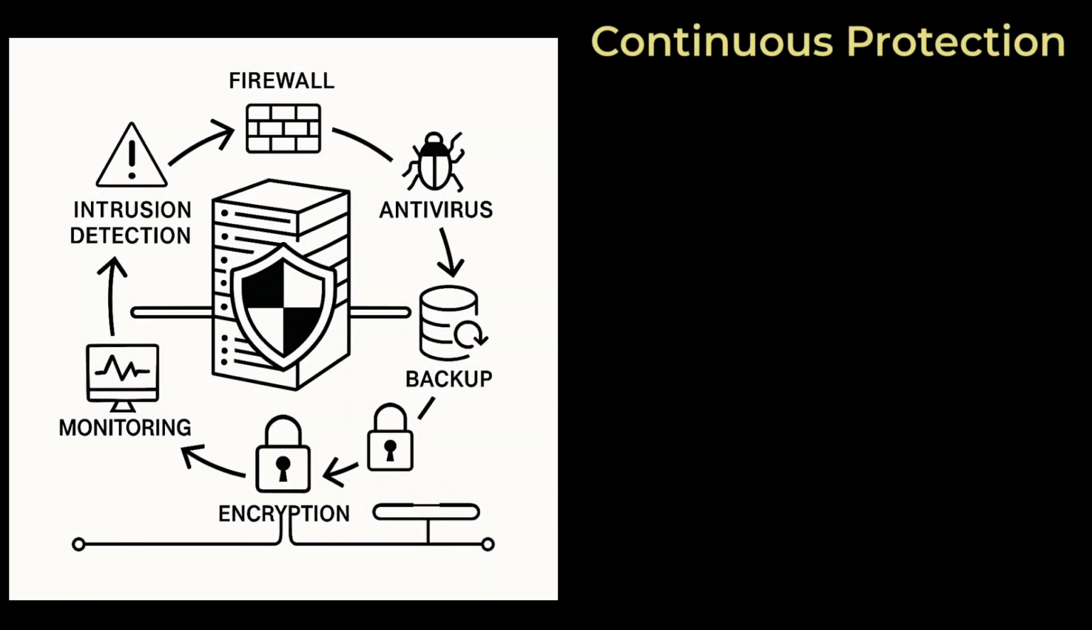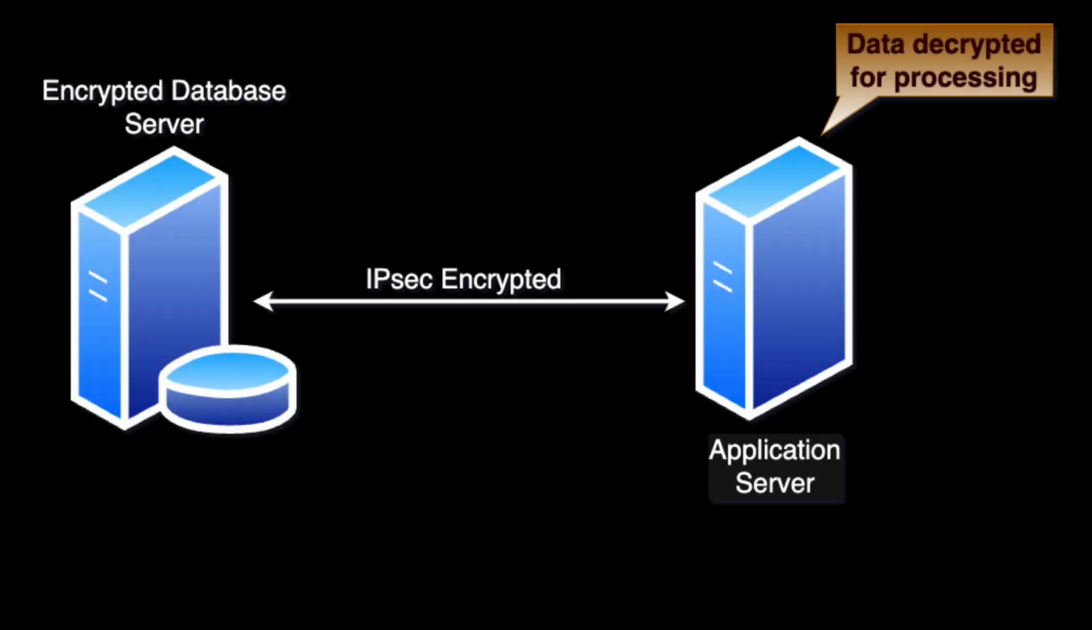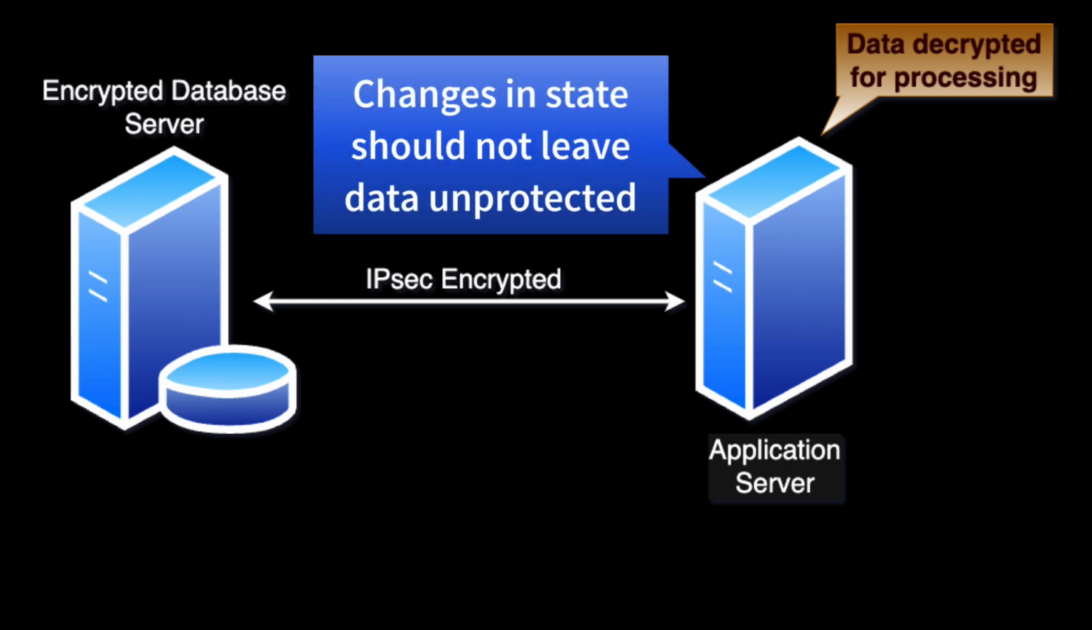Continuous protection asserts that protection mechanisms should work continuously whenever a component is operational. Security isn't something that should time out or only work intermittently. It must be always on for as long as needed. For example, if data encryption is a protection mechanism, continuous protection means that the data should never sit unencrypted simply because the system state has changed or a process has crashed.